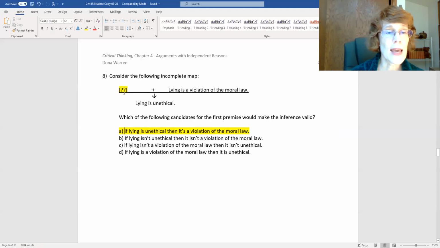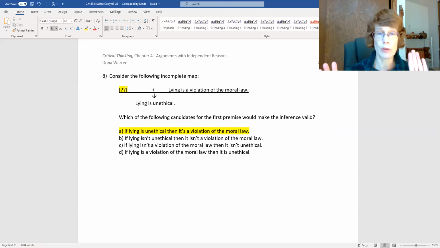So if we put A in here, what we would have is the form if front then back, back, therefore front. Does that work? Well, you might remember at this point, no, it doesn't. That's the fallacy of assuming the consequent. But if you don't remember, you can always poodle dog it. Would it work with poodle and dog? If Max is a poodle, then Max is a dog, front, back. Max is a dog, back. So Max is a poodle, front.